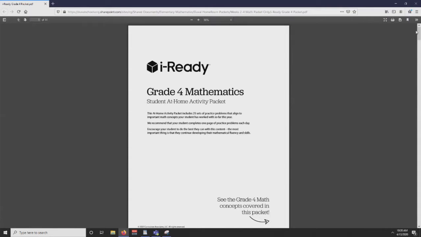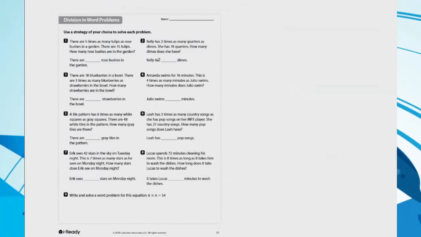We are going to be getting started on the second half of the new instructional packet. So today we're working through grade 4 math, starting on page 19, working through page 23. Let's go ahead and get started. Starting on page 19, we are working on division and word problems. Our instructions are to use a strategy of your choice to solve each problem. Let's go ahead and get started on question 1.